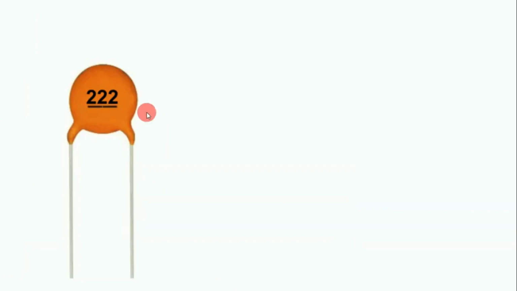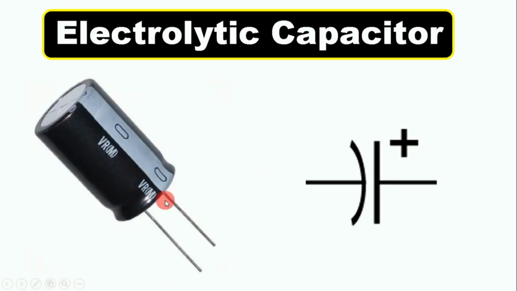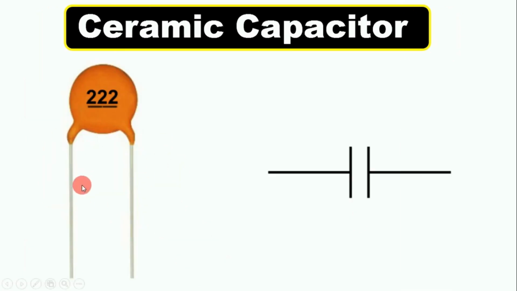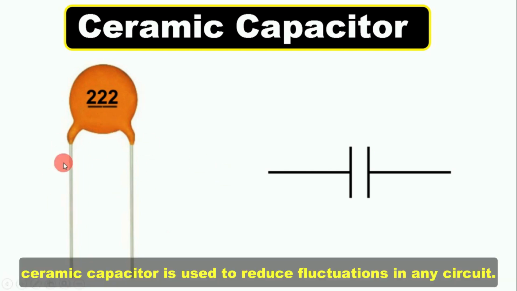Friends, now this component which you can see here, we call this a ceramic capacitor. The symbol of this is made like this. The capacitor I showed you just before, one of the types of that capacitor is this ceramic capacitor. The only difference between that capacitor and this capacitor is that there is polarization in that capacitor, that is, there is a positive and negative, but in this capacitor there is no positive, no negative. It means you can connect this capacitor in any way. However you want to connect, you can connect. And along with this, the value of this capacitor here is very low. Now this ceramic capacitor, we use to reduce fluctuations in any circuit.